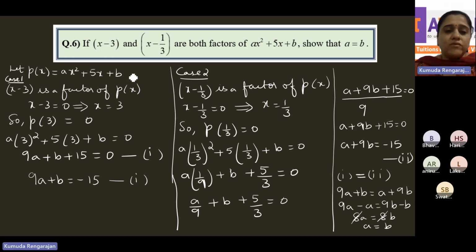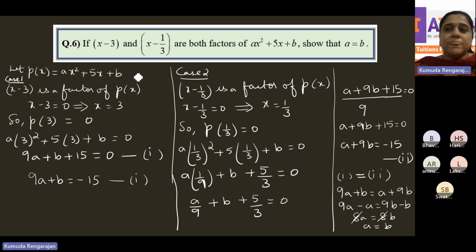Okay. So we always name the dividend. Supposing it's not named, we always name it. So here the dividend is ax squared plus 5x plus b. So we first name it: let p of x. We're just naming it. You can call it f of x, you can call it q of x, anything. So I'm just naming it for convenience. So let p of x represent ax squared plus 5x plus b. That's the first step. Now we're given two things in the question. X minus 3 is a factor of p of x. X minus 1 by 3 is also a factor of p of x. So that means we know the remainder, because both of them are factors of p of x.